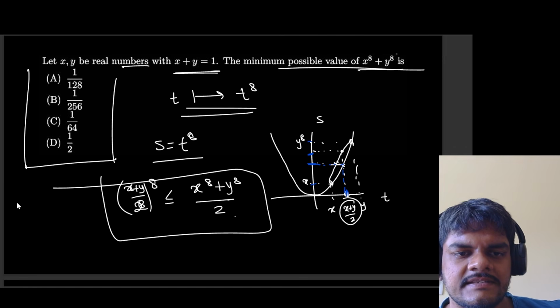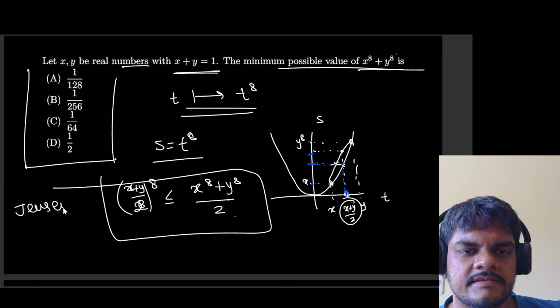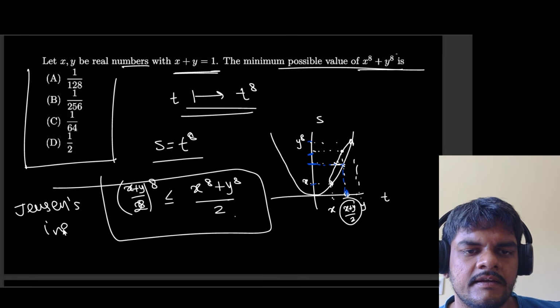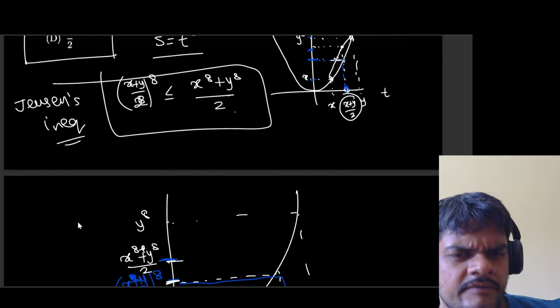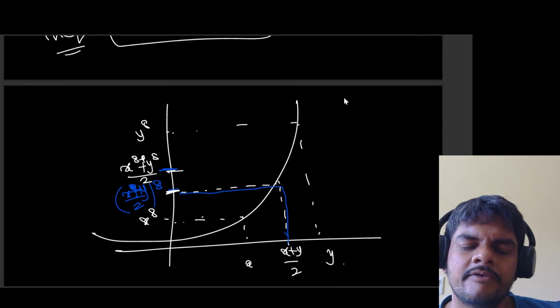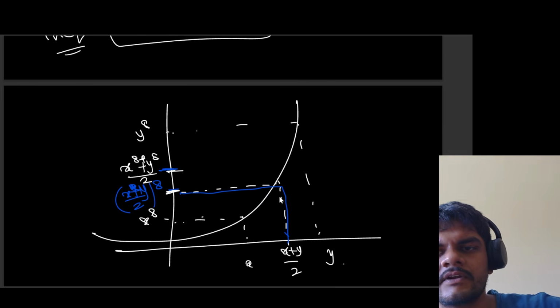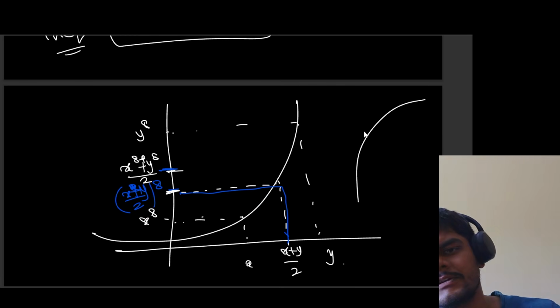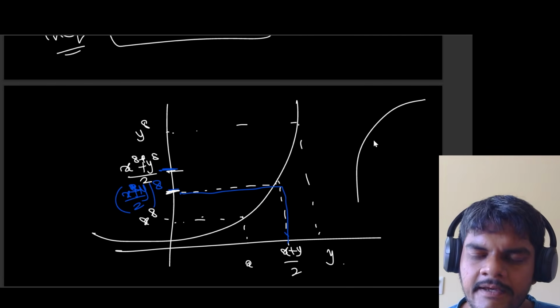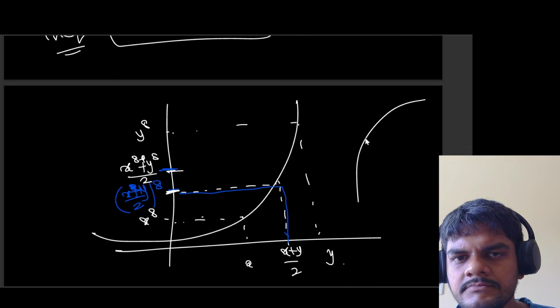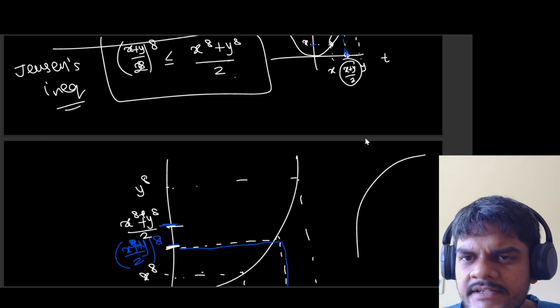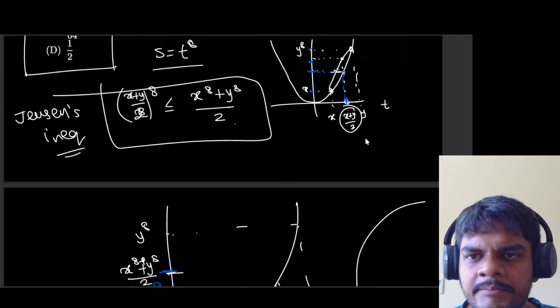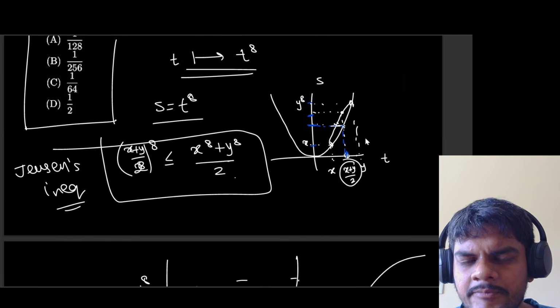This is called Jensen's inequality. Jensen's inequality comes from this convexity or concavity of a graph. And how does the graph look like? If the graph looks like this, then the inequality will be flipped, obviously, right? So in which direction is it, convex or concave? It depends on that, and you can get the point.